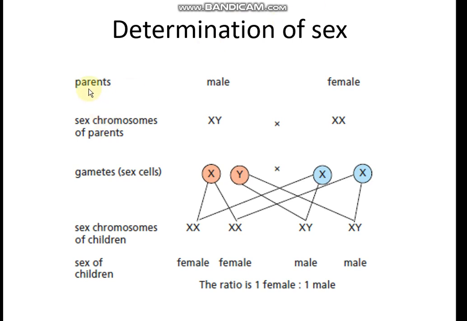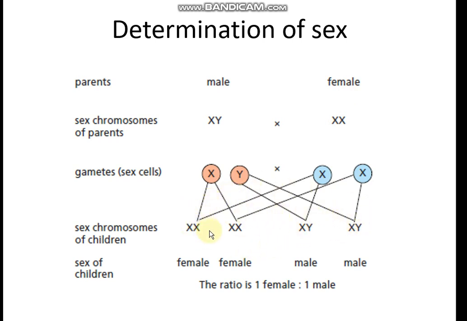First we will write the phenotype of the parents. One is a male parent, the other one is a female parent. Then we will write the genotype. If it's male, the genotype will be XY, and if it's female, the genotype will be XX. And then we will predict the possible outcomes, the gametes. In the case of male, the gametes will be X and Y. In the case of female, the gametes will be X and X. This is how we predict the possible outcomes.